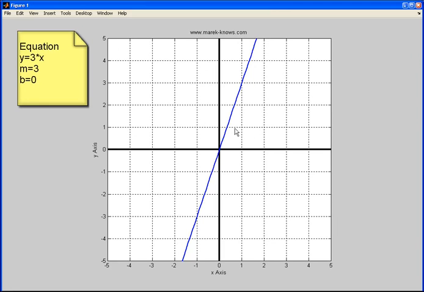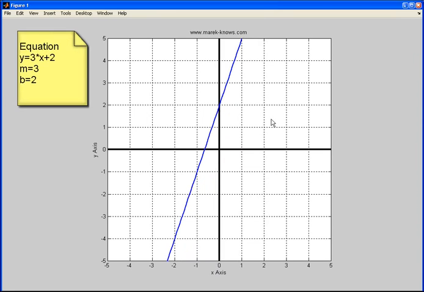Now, what would we do if we want to actually offset this line vertically? Let's say instead of wanting it to cross at the 0, 0 point, we wanted it to cross here at the 0, 2 point. Well, that is controlled by that b value. If we set b equal to 2 for this example, we'll get the following line. And we see now the line crosses at y equals 2 and x equals 0.